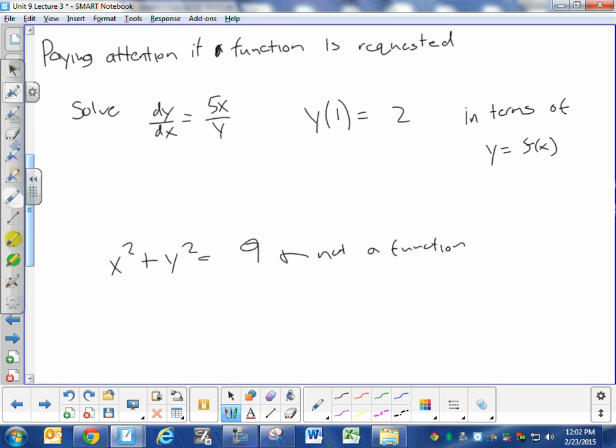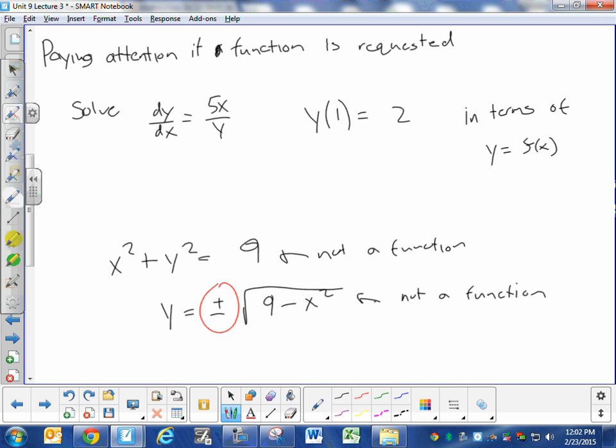Okay, I could solve for y. y would be equal to plus or minus the square root of 9 minus x squared. This is also not a function because it has a plus and minus, which means if I plug in one x, I'll get two y's. If you have that, you don't have a function.